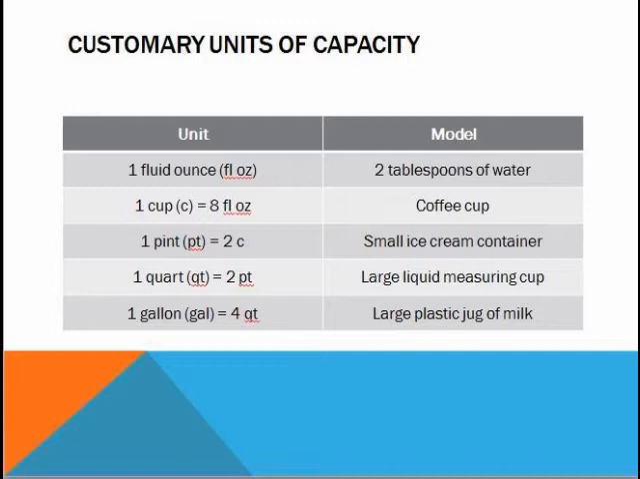A quart is 2 pints, and it would be like a large liquid measuring cup. Any of those large glass measuring cups that your mom or dad might have at home are going to be a quart. And then a gallon is 4 quarts. I'm sure you can picture what a gallon of milk looks like. That would be the size of it. You will be seeing me using some of these abbreviations, so you want to keep this chart handy throughout the lesson, the examples, or the homework, so you can get familiar with what those abbreviations are as well.